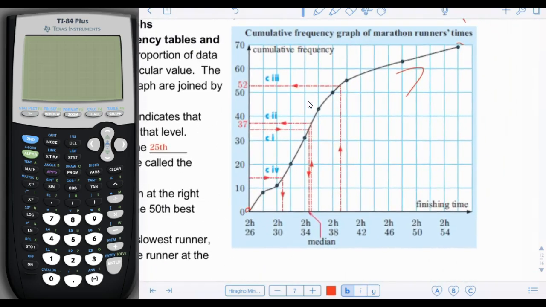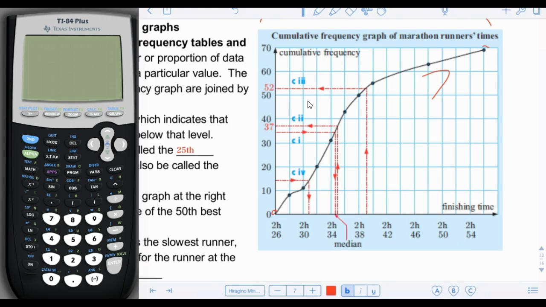This graph is showing the marathon finishing times for 70 runners. How do I know it's 70? Because the highest value on the frequency axis is 70. So the 70th runner took this long, which is the longest time, 2 hours and something minutes, close to 3 hours. And the fastest runner took this time, 2 hours and 26 minutes.